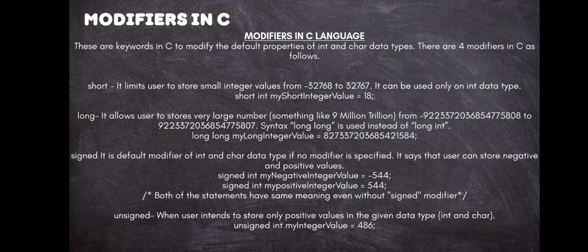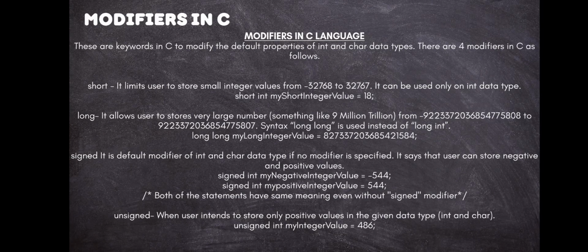Short int, my short integer value is equal to 18. Using the keyword short, we use the modifier short. The long modifier allows the user to store very large numbers, something like 9 million or trillion. The syntax long is used instead of long integer. Long, my long integer value is equal to any big value you can assign.